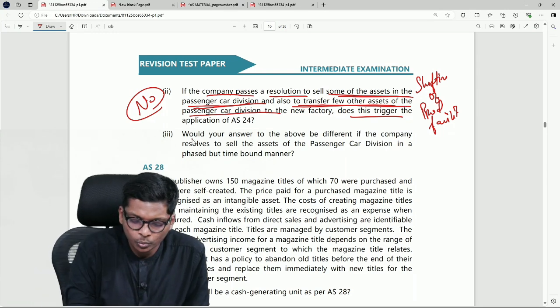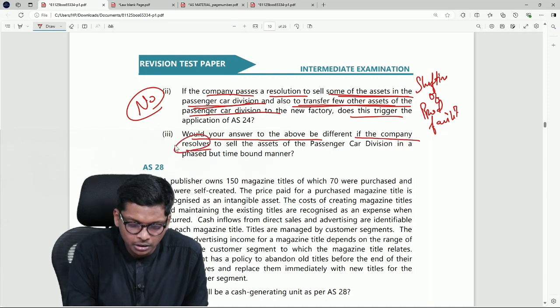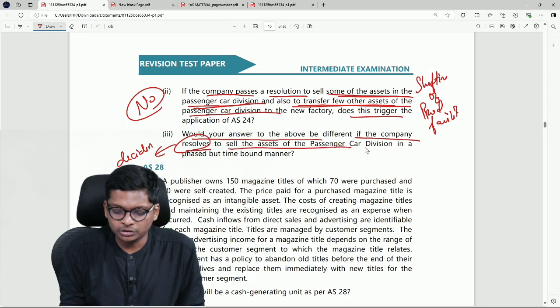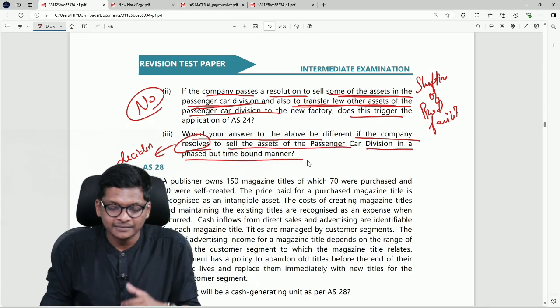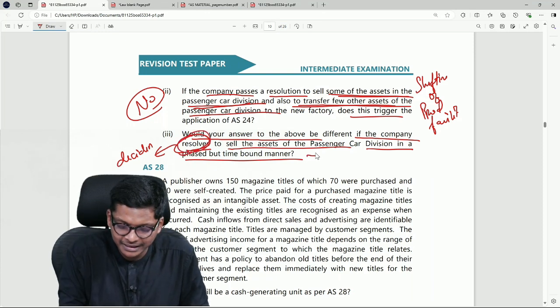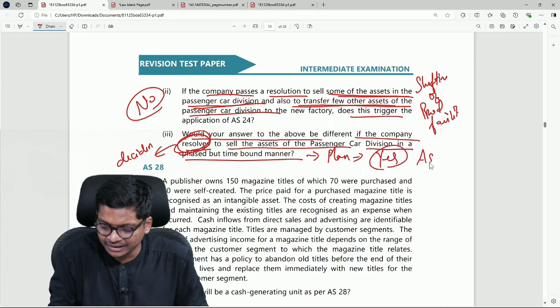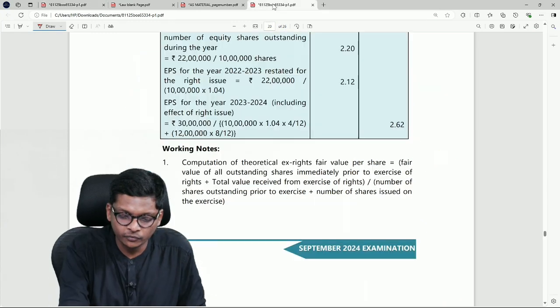Last, would your answer be different if the company resolves now that they are deciding to sell the assets of passenger car in a phased but time bound manner? The word resolves means there is a plan, therefore yes, this triggers AS 24.